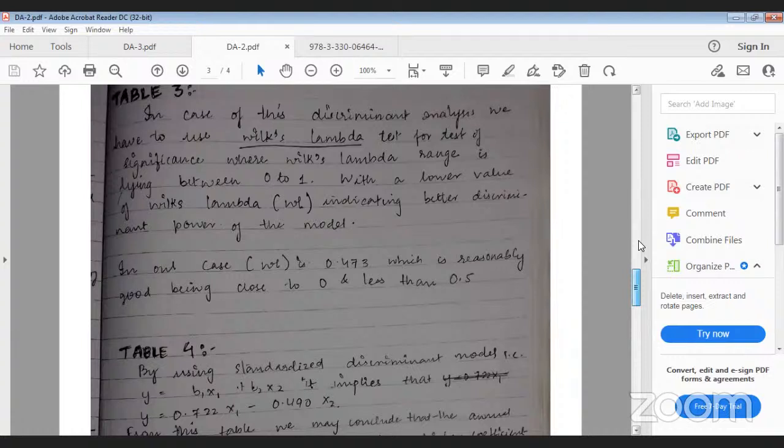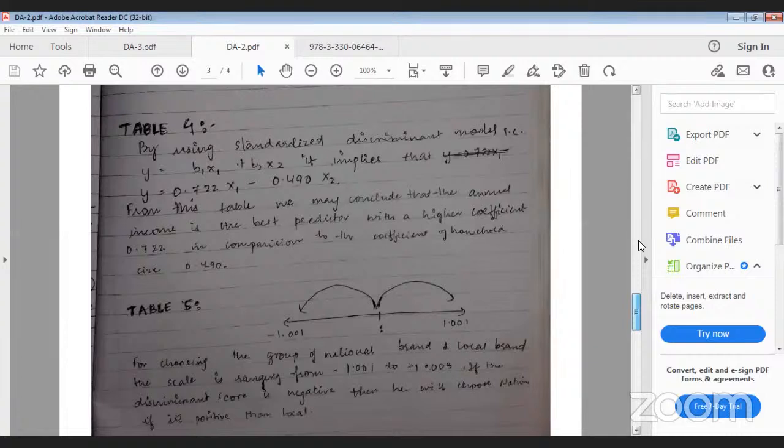Okay, that means if it is close to 1, the model is less powerful. If it is close to 0, it is more powerful. Since it is lying between 0 and 0.5, that is 0.473, the discriminating power of the model is reasonably good. You cannot say very good or excellent. You can say that it is reasonably good from the Wilks' lambda value.